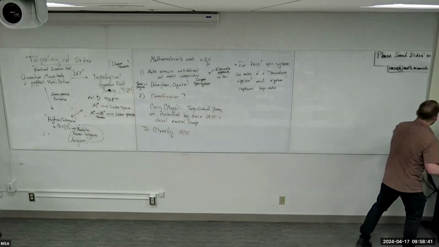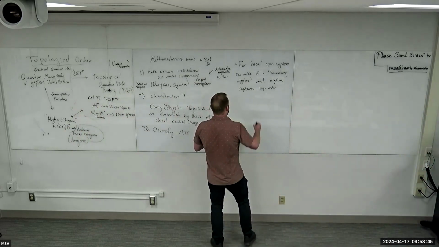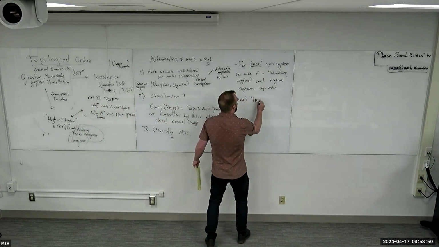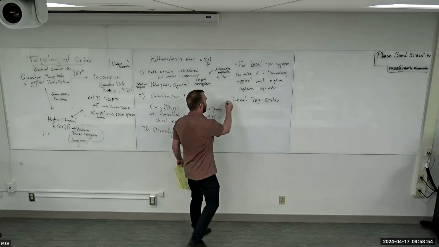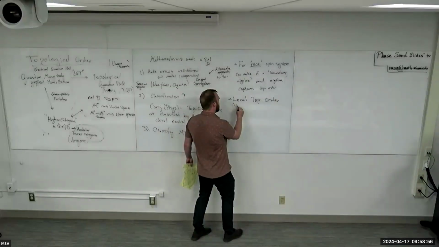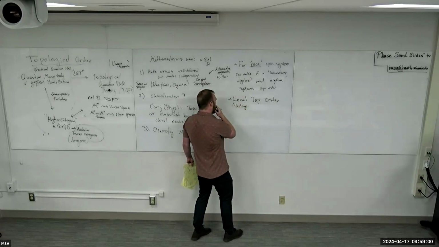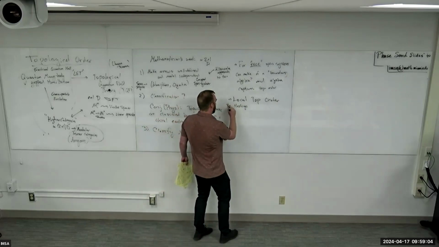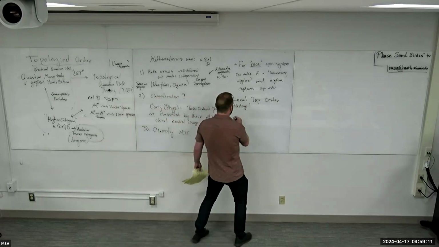So what does this nice mean? Well, let's see, what do I want to say? So local topological order. This concept was first introduced by Matt Hastings, and the original paper I think was from a while back. And here's the idea. So we have a spin system.